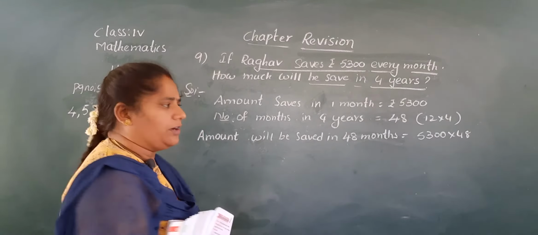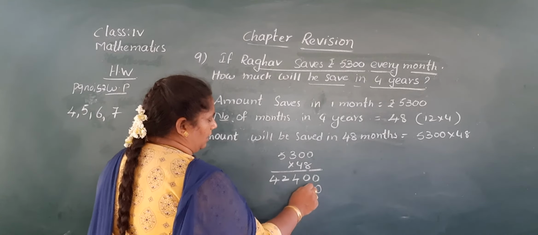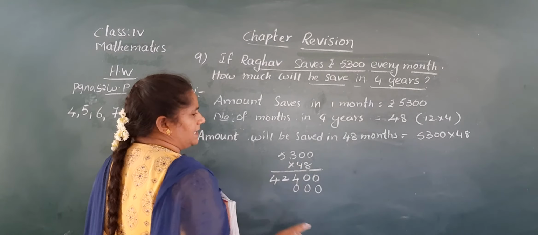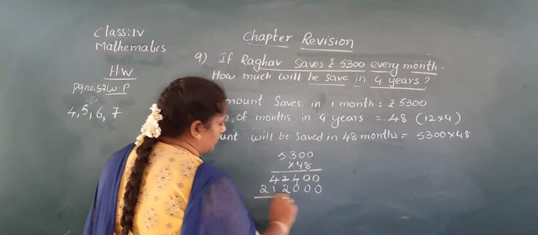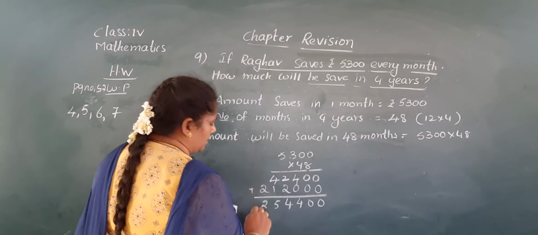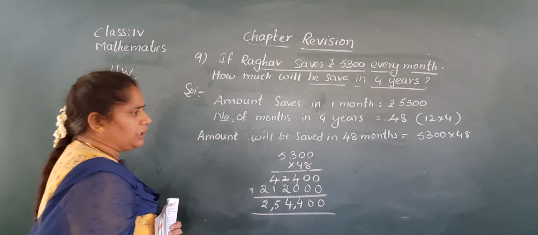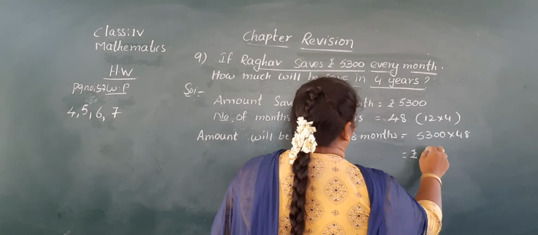Zeros, 0. 8 threes are 24, 2 in hand, 4 is down. 8 fives are 40 plus 2, 42. Now keep 0 in the ones place and multiply by the tens place. 4 zeros are 0, 4 zeros are 0, 4 threes are 12, 1 in hand, 2 is down. 4 fives are 20 plus 1, 21. Now add. So the answer is 2,54,400 rupees. Note it down in your classwork, children.